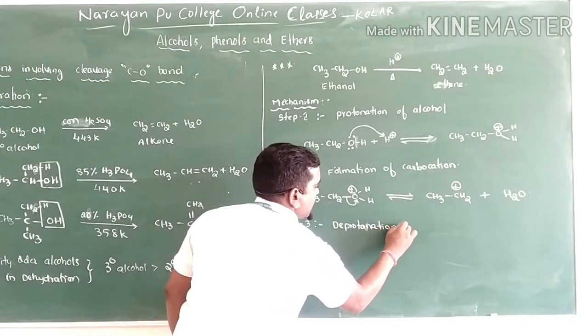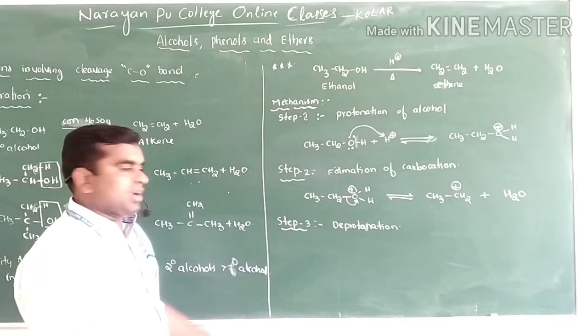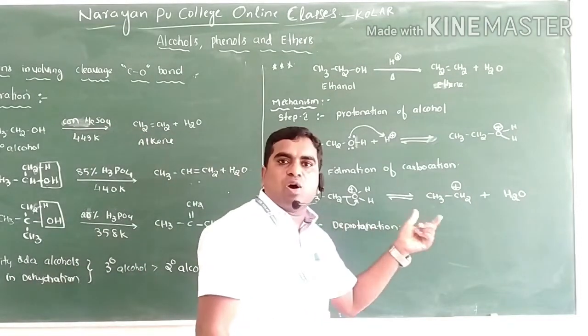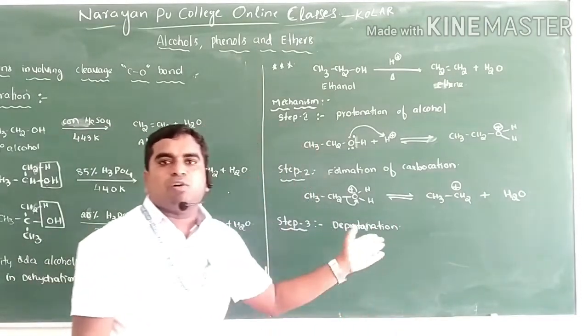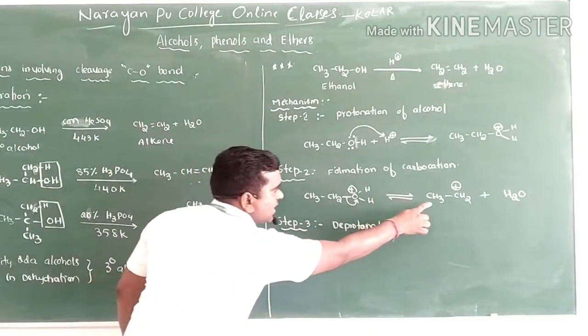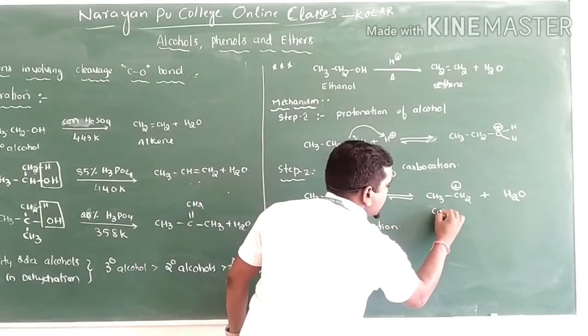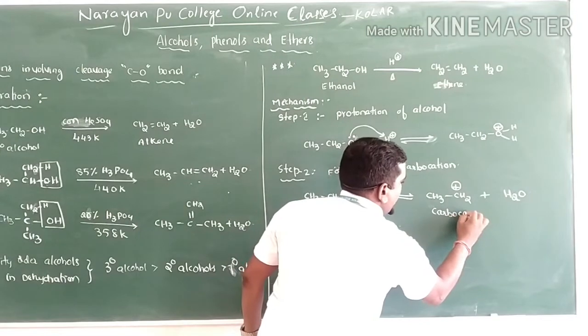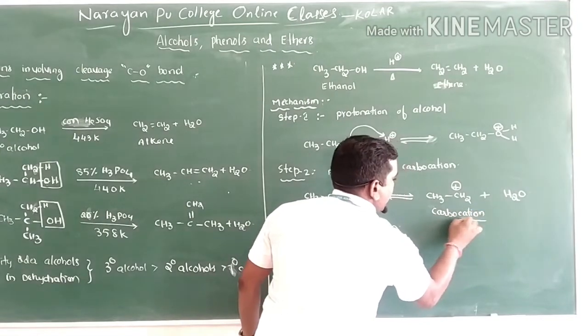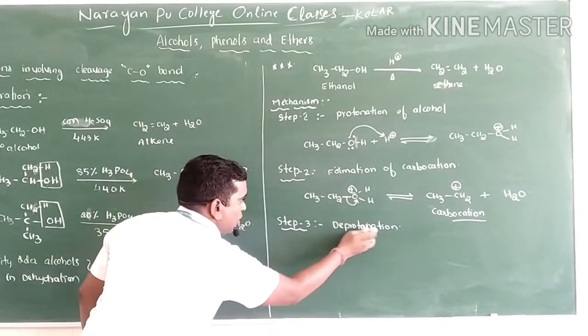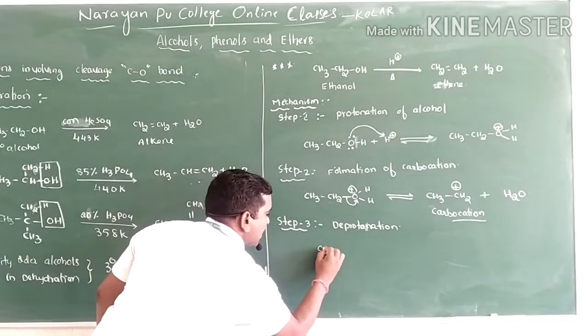Deprotonation means what? Protonation is adding a proton; D means remove, so it is the removal of a proton. What do we have here? This is the carbocation: on the carbon, a positive charge is there. It is a carbocation, and now deprotonation happens here.